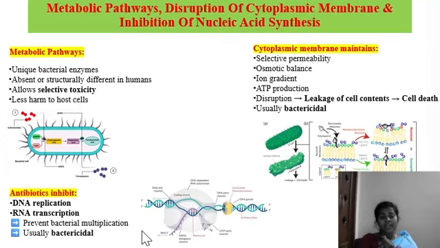And the last category is the inhibition of nucleic acid synthesis. Several bacterial enzymes like DNA gyrase and topoisomerase 4 are employed for supercoiling and replication of DNA. So this usually causes a bactericidal process, leading to the destruction or death of the cell.